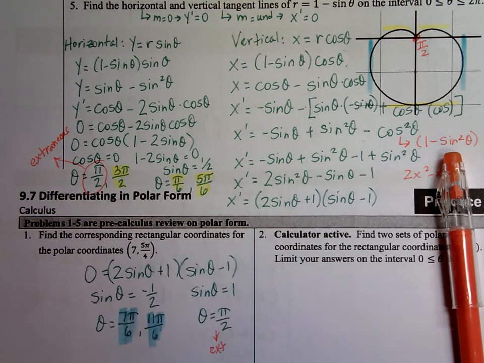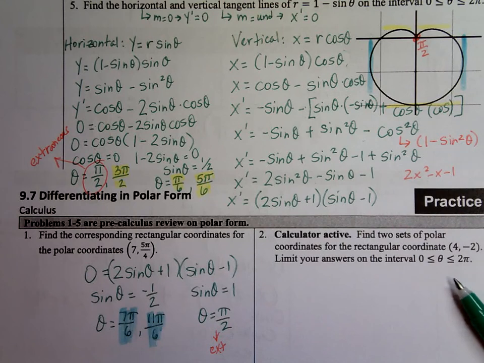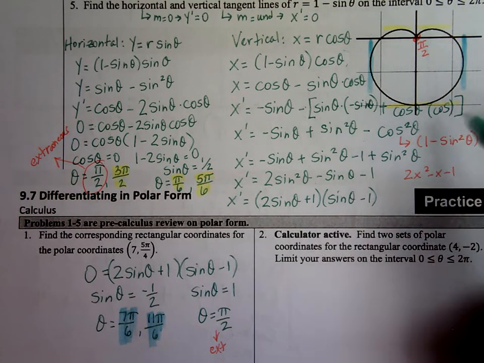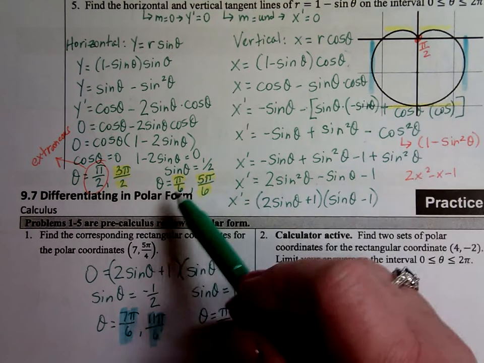Makes sense. Now let's put it all together actually. This horizontal tangent line, this one is going to be your pi over 6 because pi over 6 is in the first quadrant.